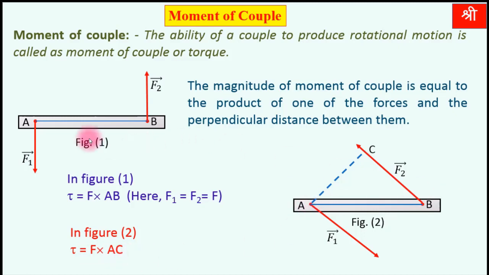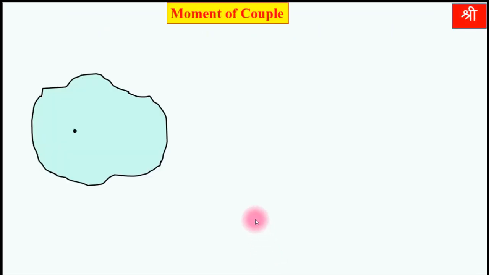In the first figure, the torque is F into AB, because in the first figure AB is the perpendicular distance, but in the second figure AB is not the perpendicular distance between these two forces. On the other hand, AC is the perpendicular distance. Therefore in the second figure the torque is F into AC. So in this way we can determine the moment of couple. Remember, just like moment of force, moment of couple is also a vector quantity.